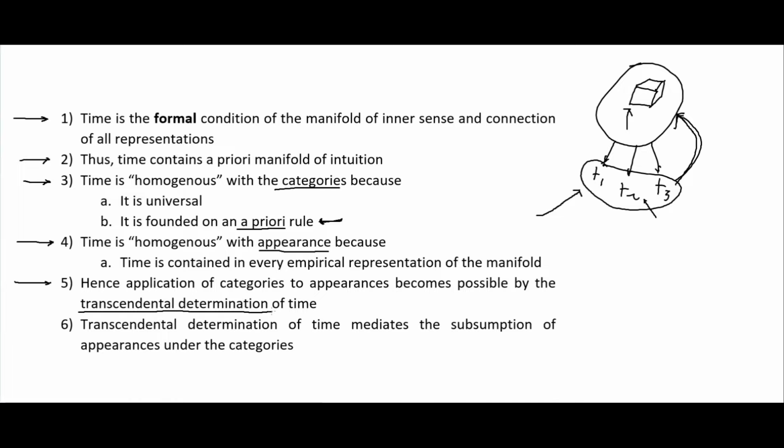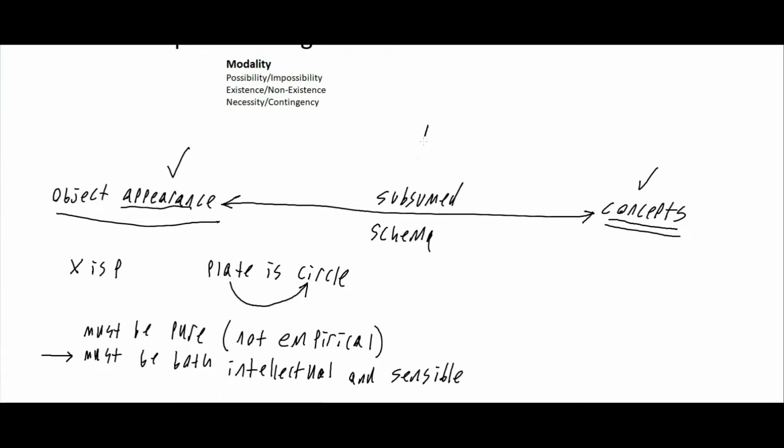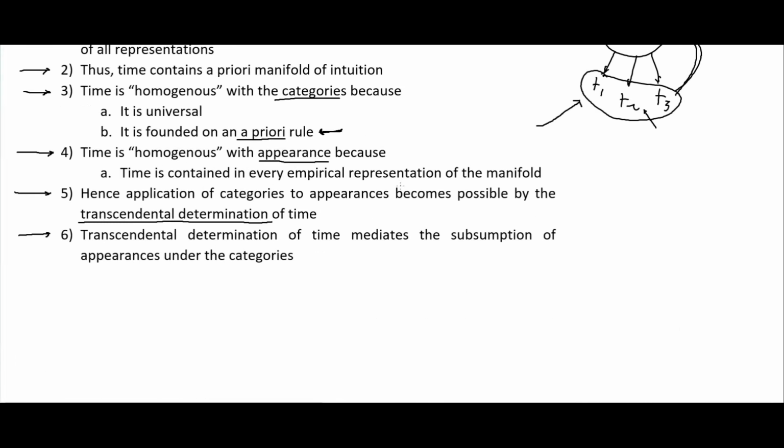I think I've talked about before, a transcendental deduction is essentially saying that if this thing is true, what has to also be true in order for that thing to be true? And so the transcendental determination of time is the faculty in human consciousness that makes the experience of time possible. He says that the transcendental determination of time mediates the subsumption of appearances under categories. And so that is what we have going on up here. The appearances are subsumed under the categories using time.